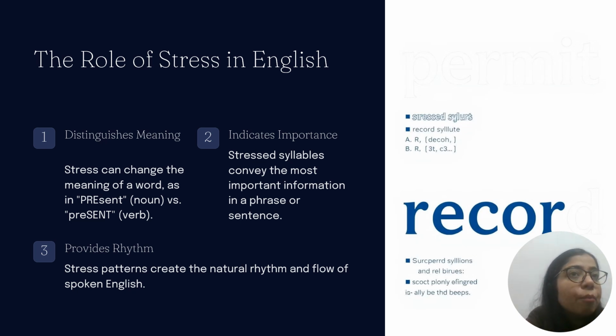Next, the role of stress is that it indicates importance. Whenever we are emphasizing on something, it means it is important. So stressed syllables convey the most important information in a phrase or sentence. Next is it provides rhythm. Like the falling and rising intonation provided melody, the emphasis on certain syllables and stress provides rhythm to the language. So stress patterns create the natural rhythm and flow of spoken English.